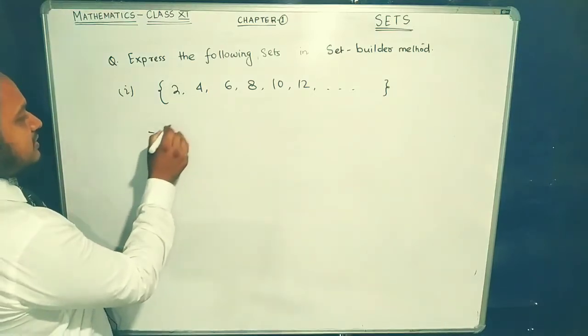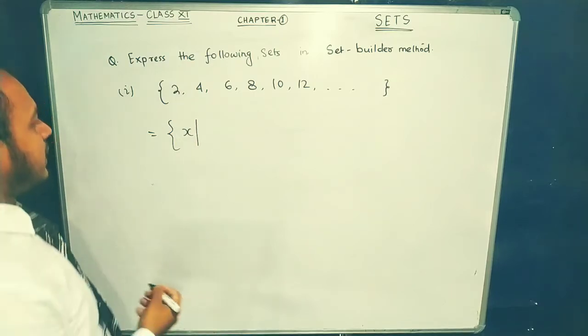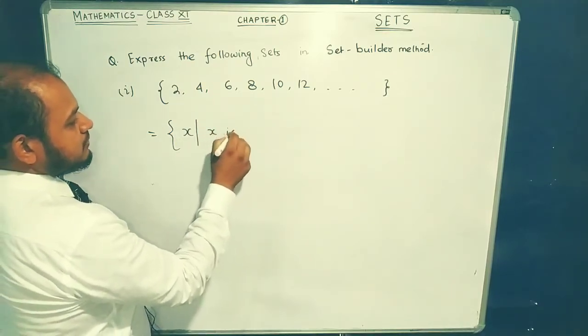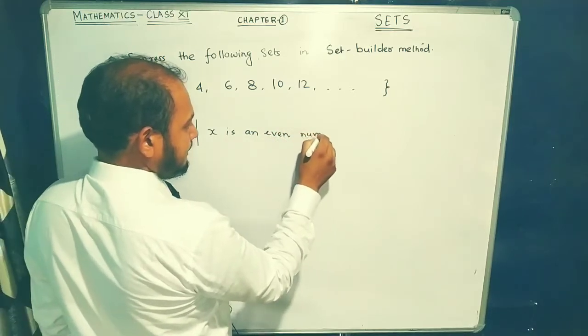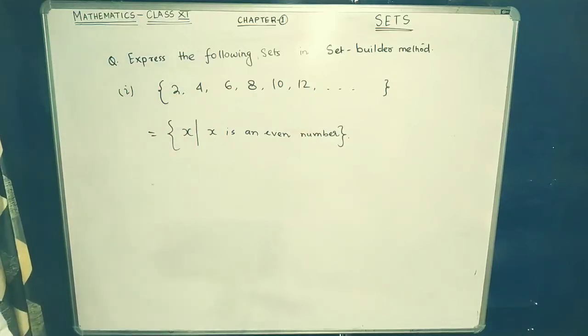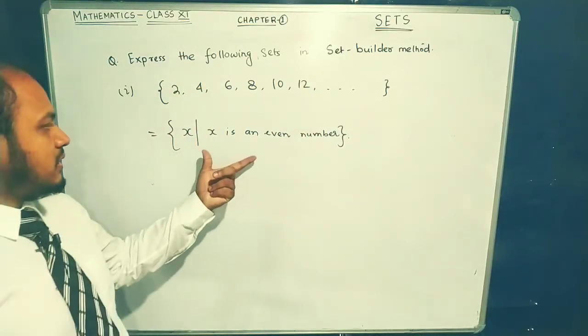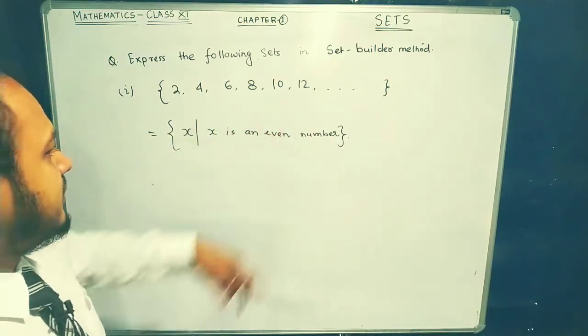So I will say that this is nothing but a collection of several x's in such a way that x is an even number. X is an even number. Simple, done. Now there is another way in which we can write this in a much more beautiful fashion, in a much more mathematical fashion.